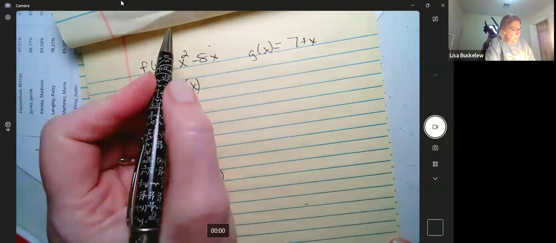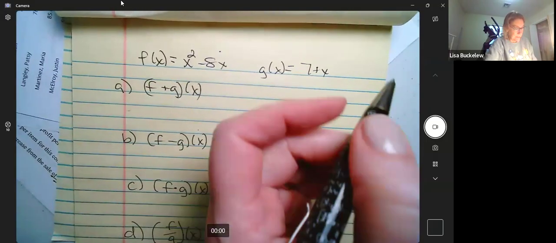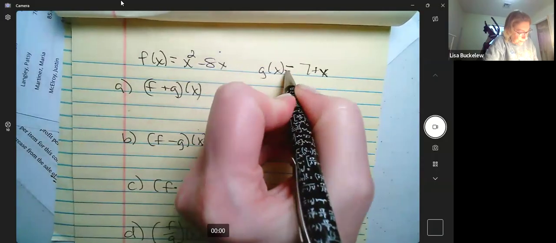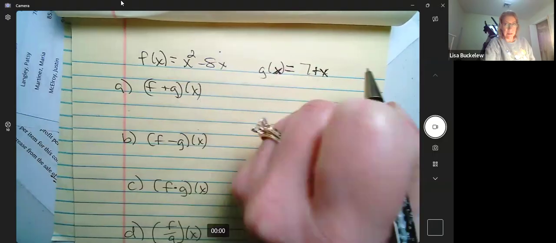Okay, so this is just like the problem that you sent me. So I'm going to pretend like the first problem is quadratic. The f of x, that's our first function, is x squared minus 8x. And then the second one is this linear function, 7 plus x. That's g of x. So anything that references g of x, we're going to take and add 7 to the input and so on.